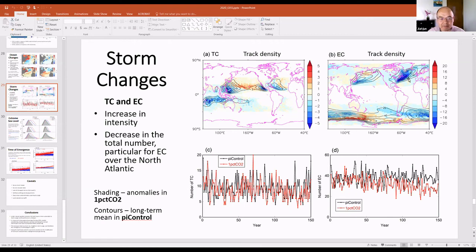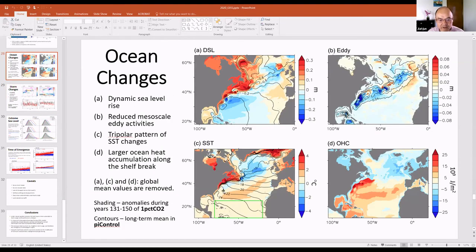But at the same time, we know there is some opposing factor here. You see the SST pattern here. That can reduce the baroclinicity near the surface, and therefore the change can reduce the frequency, actually the total number, of the extratropical cyclone. At the same time, the intensity increases.